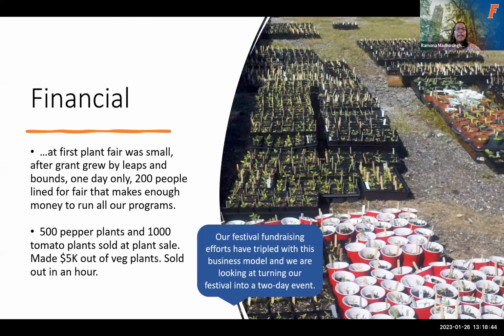Next slide. Financial, here's an example of someone who shared a story where the plant fair was pretty small in the beginning and then it grew leaps and bounds, and 200 people lined up one day and oh my goodness, all the plants were gone and we had enough money to run programs for the rest of the year. So success in terms of what you're using, which is leveraging your social capital and your human capital, the skills you have, the network you have, the relationships you have, and look at what it results in. It results in attaining enough financial money or investment to run programs for the rest of the year. The other example is about pepper plants and tomato plants that were sold at the plant sale, and you're making $5,000, sold out in an hour.